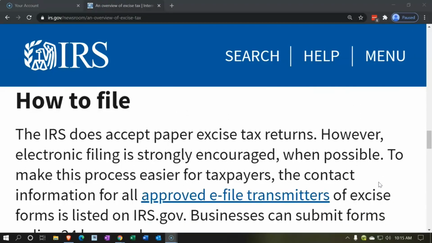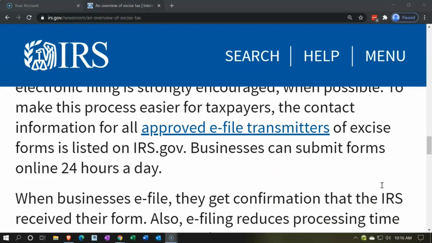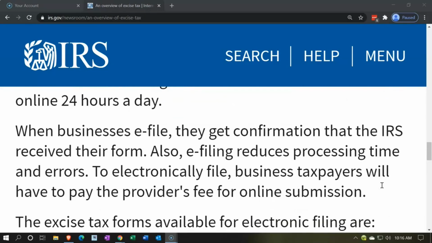How to file? The IRS does accept paper excise tax returns. However, electronic filing is strongly encouraged when possible. Obviously, they're pushing towards electronic filing in pretty much everything they can at this point. To make the process easier for taxpayers, the contact information for all approved e-file transmitters of excise tax forms is listed on irs.gov, and there's a link to that here. Businesses can submit forms online 24 hours a day. When businesses e-file, they get confirmation that the IRS received the form, which is nice, so you have confirmation that it's not lost in the mail. Also, e-filing reduces processing time and errors.